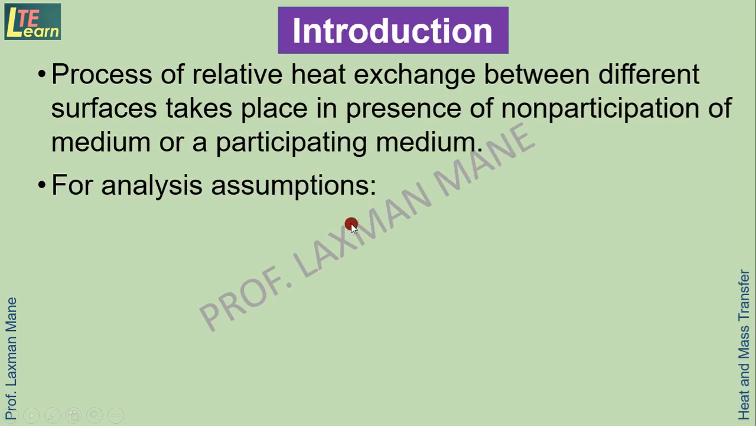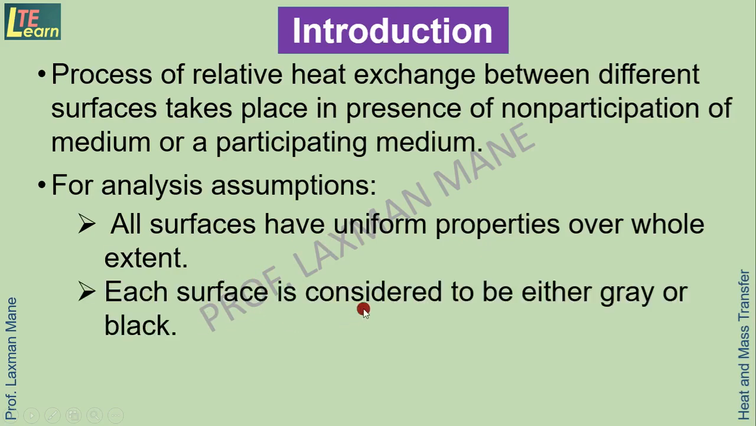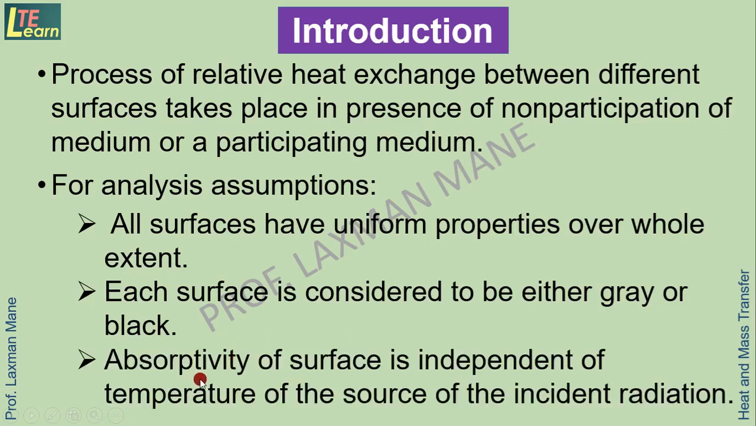For analysis, consider the following assumptions. All surfaces have uniform properties over the whole extent. Each surface is considered to be either gray or black, and the absorptivity of a surface is independent of the temperature of the source of the incident radiation. Means, the absorptivity of a surface is not changing with change in temperature of incident radiation.